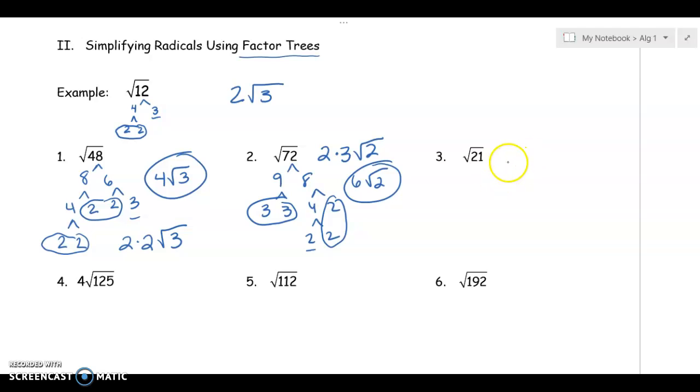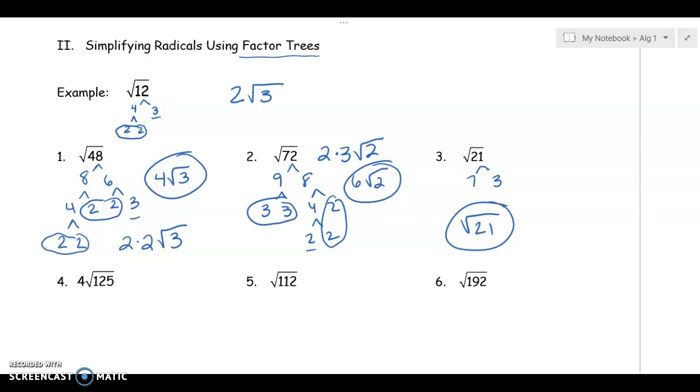When you get to number 3, it's a little bit different, because if you do the square root of 21, you're going to break it down, you have 7 and 3. There aren't any pairs. So if there aren't any pairs, you just leave it as the square root of 21. All right, and that's it. That's all you can do. So sometimes it can't be broken down any further. Sometimes that's the best you can do.